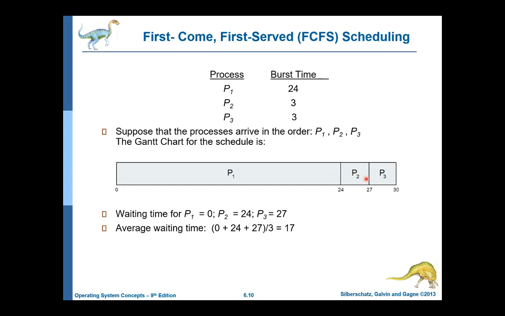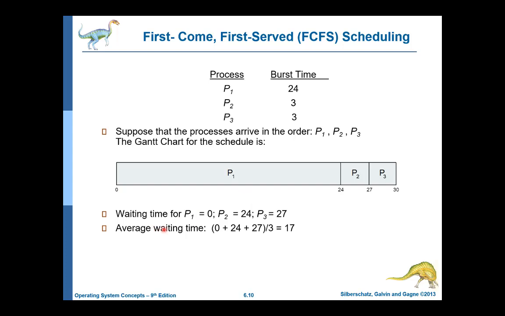P2 executes for only 3 microseconds, it finishes, and then P3 comes, which is the last process, and it also spends 3 microseconds in the CPU. So overall it was 30 microseconds. Now what we need here for this algorithm is to compute the average waiting time. So first we need to find the waiting time for each of P1, P2 and P3.